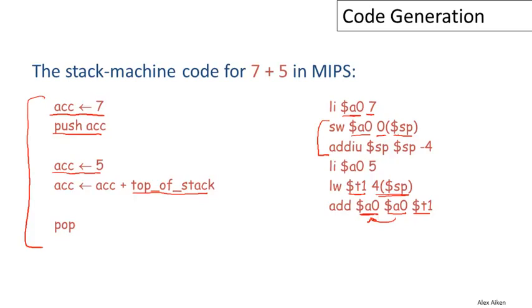And finally, we're going to pop the stack, so we're done with the value that's on the stack. And how do we pop? Well, we just add 4 to the stack pointer, and that moves the stack pointer back, popping that value off of the stack.